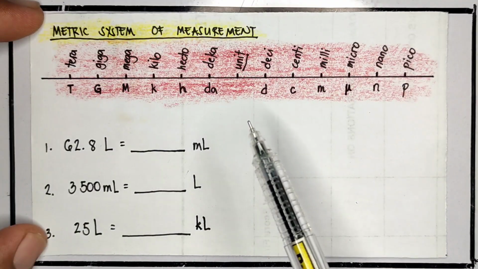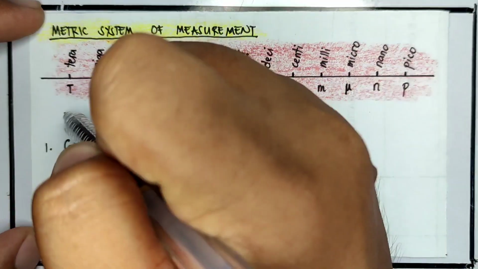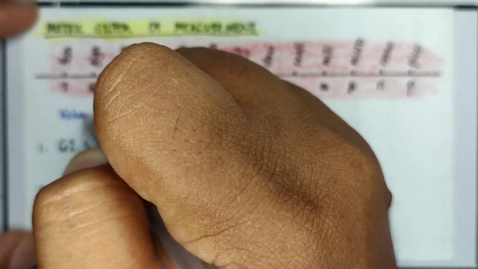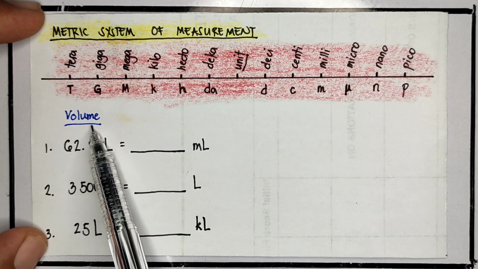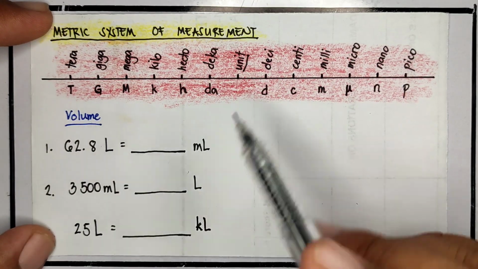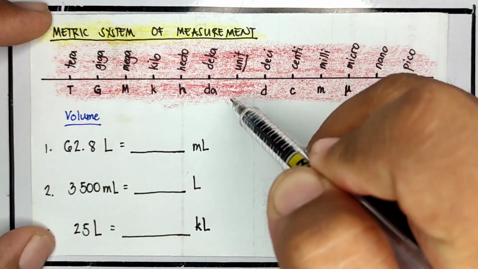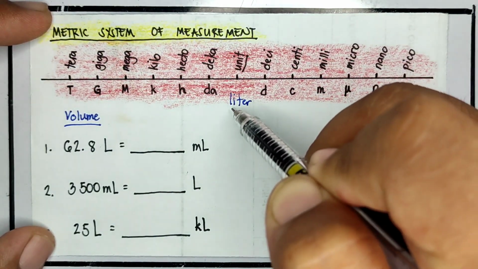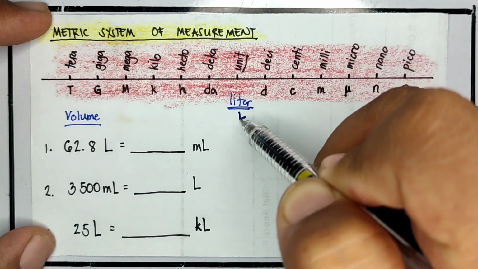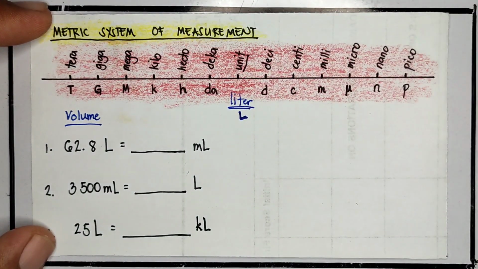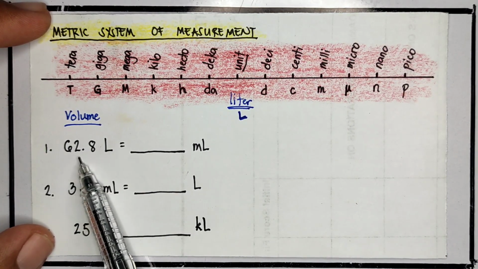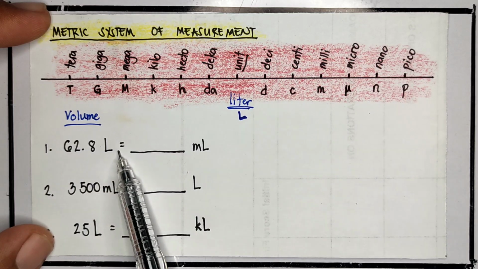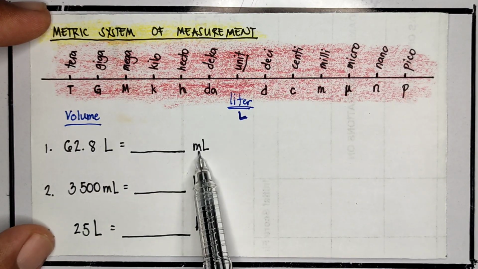Metric system of measurement for the volume. The unit for the volume is liter. And simply, we have here letter L, the symbol for our unit. Okay. Given 62.8 liters is equivalent to how many milliliters?